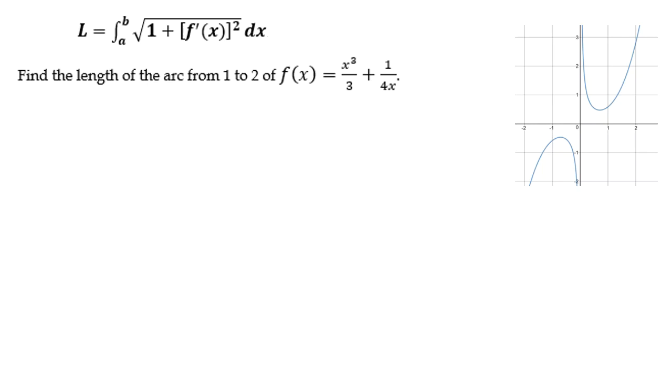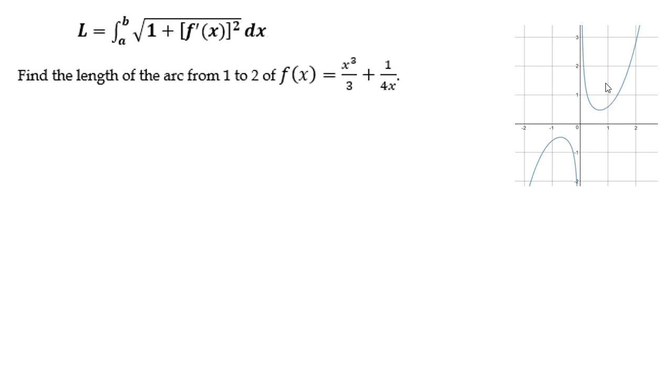In this video, we're going to look at an example of calculating arc length. And if you haven't seen a proof of this formula for arc length, you should go check it out. It's pretty cool. All right, so here's our example. We're going to find the length of the arc from x equals 1 to x equals 2 of f of x equals x to the third over 3 plus 1 over 4 to the x.